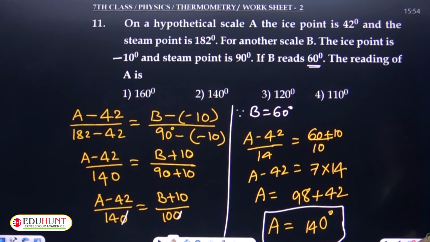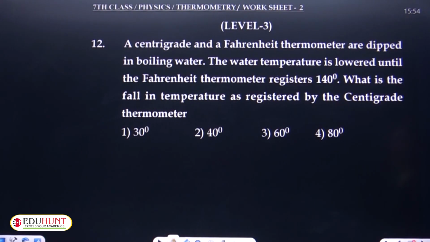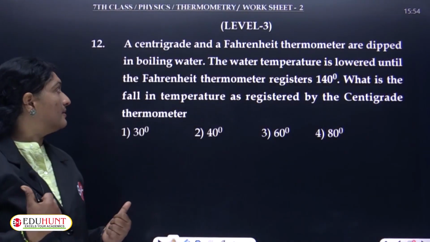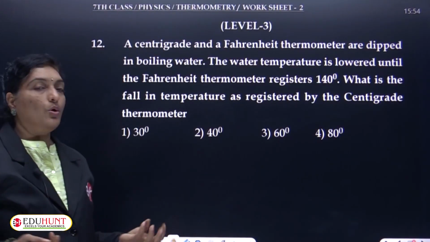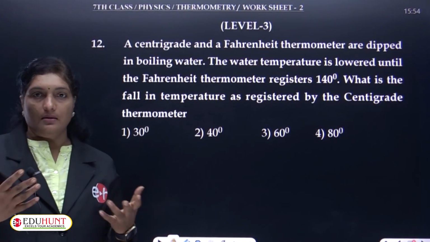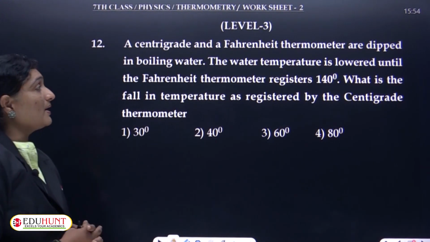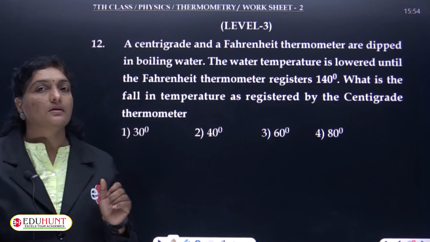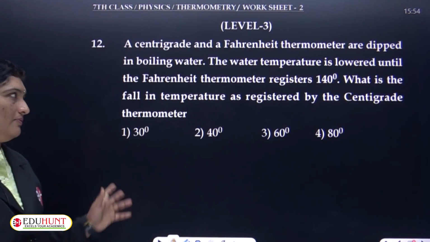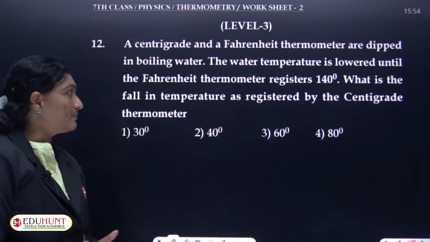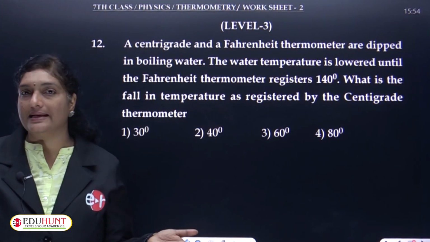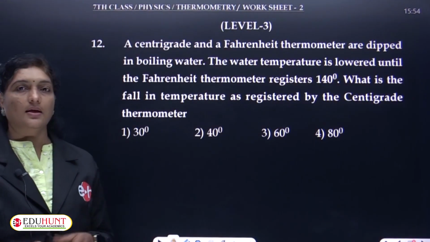Okay, so let us move to the next question, that is the 12th one. A centigrade and a Fahrenheit thermometer are dipped in boiling water. So we are given two scales, one is the centigrade scale, the other is the Fahrenheit scale. So both were dipped in boiling water, that means steam point. The water temperature is lowered until the Fahrenheit thermometer registers 140 degrees. So the reading observed on the Fahrenheit scale is 140 degrees. What is the fall in temperature as registered by the centigrade thermometer? The reading on the Fahrenheit scale is given, and you are asked to find the reading on the centigrade scale.